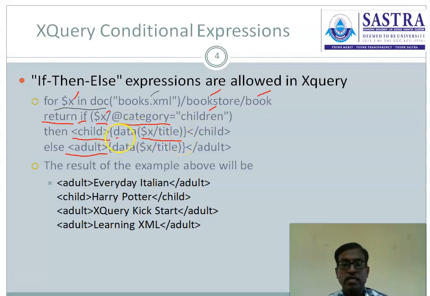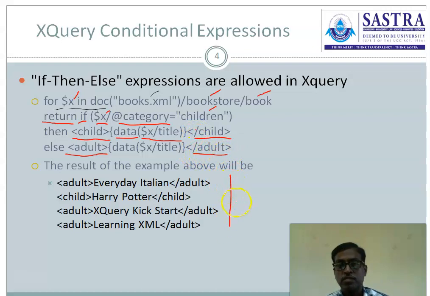Data of title, that is very important. The title tag is not displayed. Instead of displaying the title tag, the content available in the title will be displayed when we are using data. And then the closing element slash child. This is a user defined element. And then adult. The other titles will be displayed using adult, so that is the closing tag.